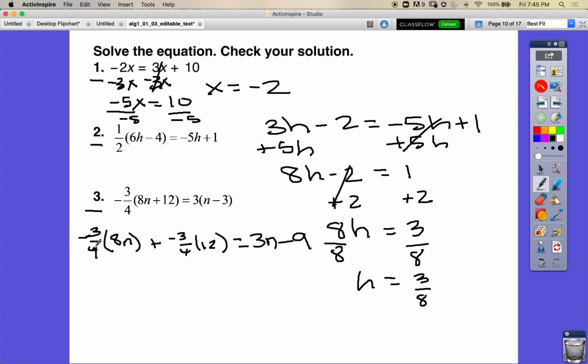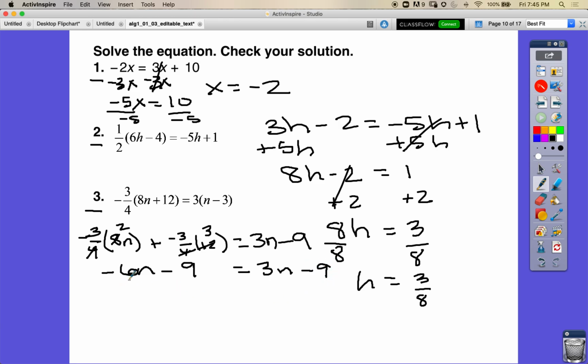Here you see I can cross reduce. That becomes a 2. So this is going to be negative 6n. This is a minus, right? Because there's a negative, so it's going to be minus. Cross reduce here. So it's going to be minus 9. And that's going to equal 3n minus 9.